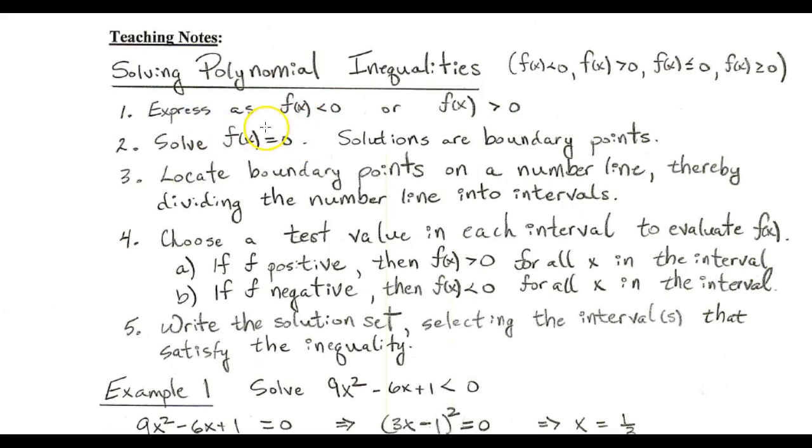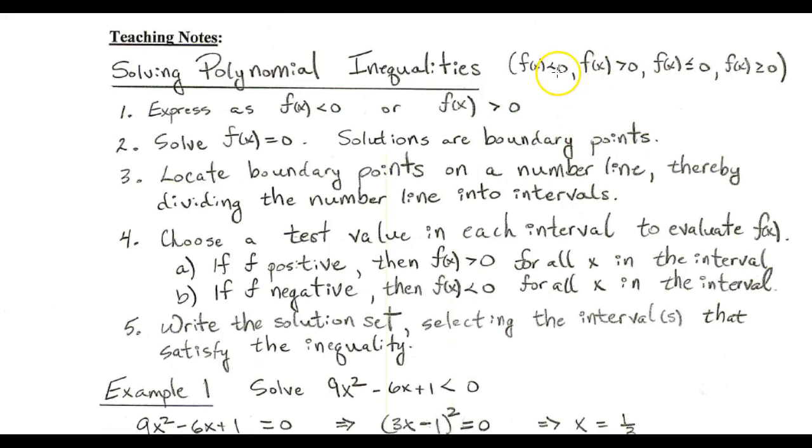So you want to express it either way, as f of x is less than 0 or f of x is greater than 0, and work with that. If it's equal to 0, then we'll just remember that at the end. So then solve f of x equals 0. These are what are called boundary points. If we want to know where it's equal to 0 because of less than or equal to 0 or greater than or equal to 0, then those boundary points would be included in my solution.